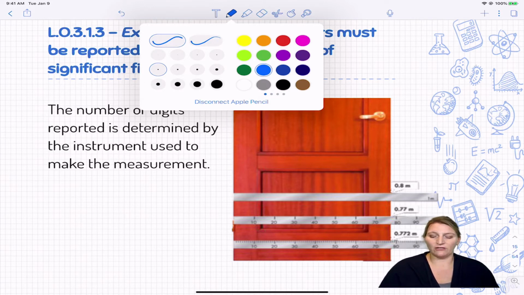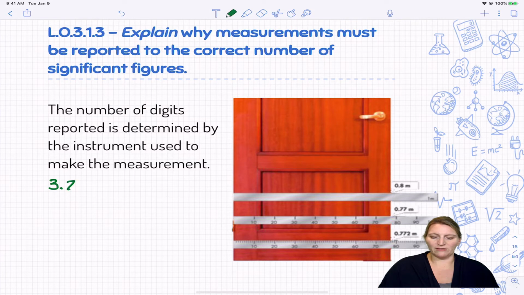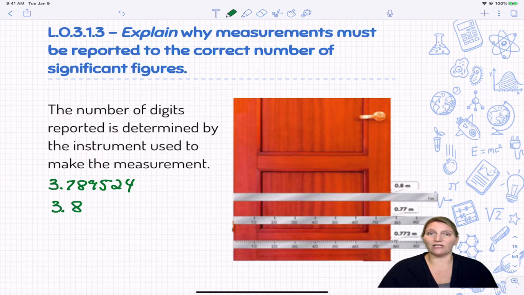If you did a calculation in math class, and let's say the answer on your calculator was something like 3.789524, and you just said 3.8, usually the math teacher knows you did the calculation correctly, that's fine. The difference is that in chemistry, numbers stand for measurements. And the number of digits a measurement has is very much related to how good the instrument was that was used to make that measurement.